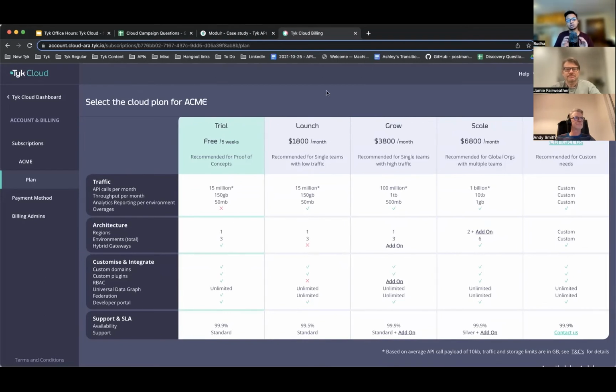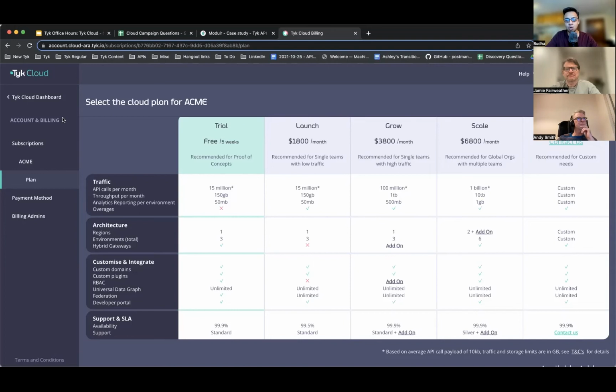Then we move on to our paid plans, where we start off with Launch. Launch is our first tier at the moment for our paid product, recommended for single teams with slightly lower traffic. Again, the definition of lower traffic might differ for you. It might be on the higher side, but on a monthly basis we are looking at about 15 million API calls to be managed here with a 150 gig throughput per month. So maybe that is the requirement that you're going for.